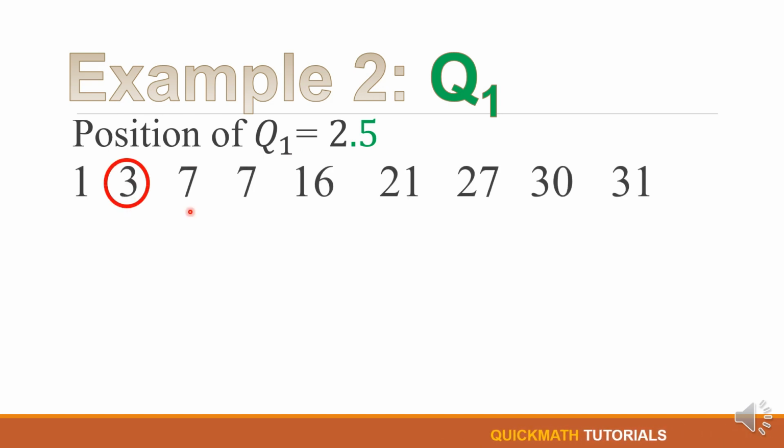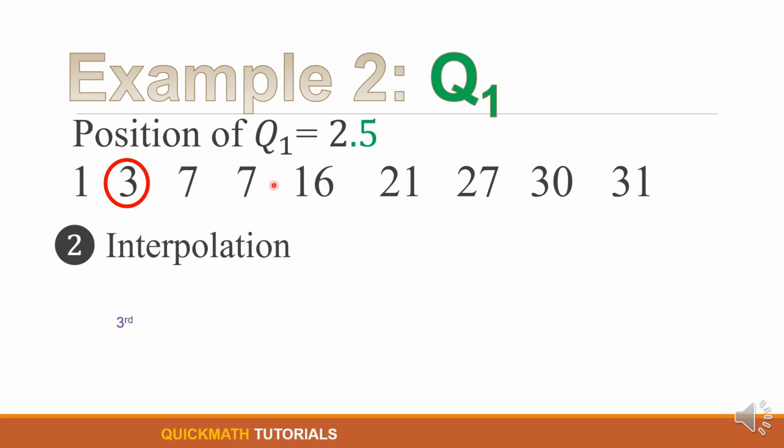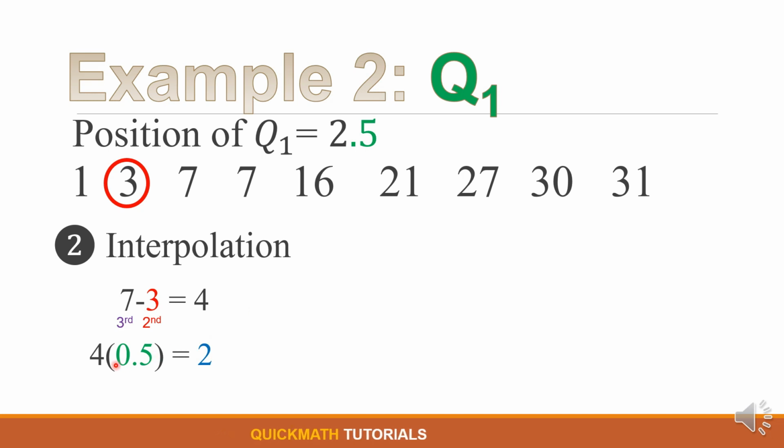But we have the decimal 0.5, so we will have our second step, the interpolation. First, we will subtract the second data from the third data. So we have 7 minus 3, which is equal to 4. Then the answer 4, we will multiply to the decimal. So we have 4 times 0.5, which is equal to 2.